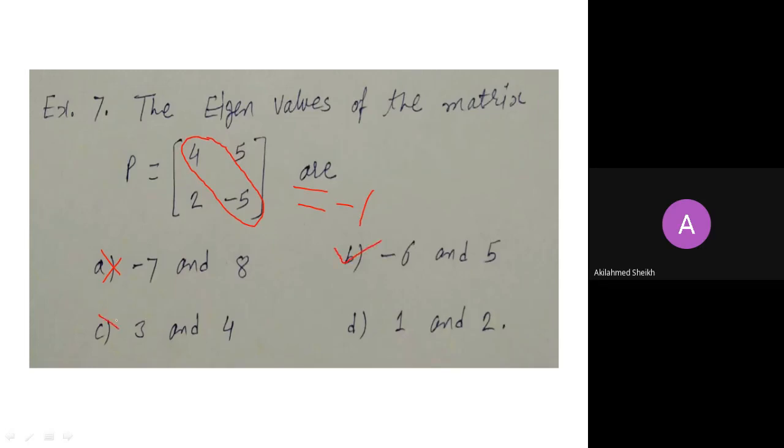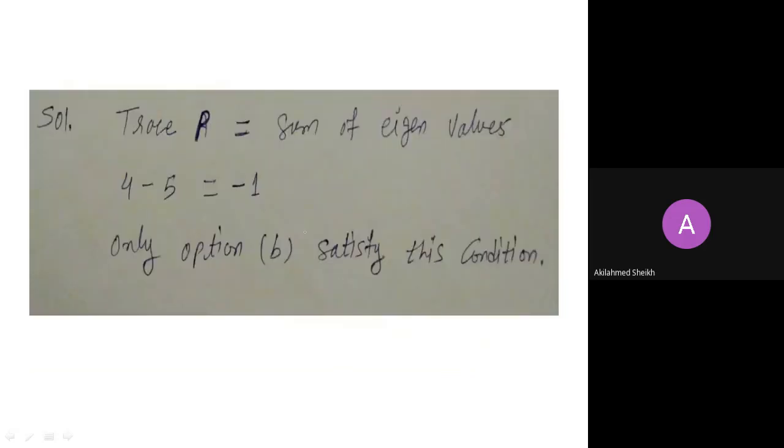This is again not possible. 4 plus 3 is 7. 2 plus 1 is 3. This is also not possible. So this is the explanation here.